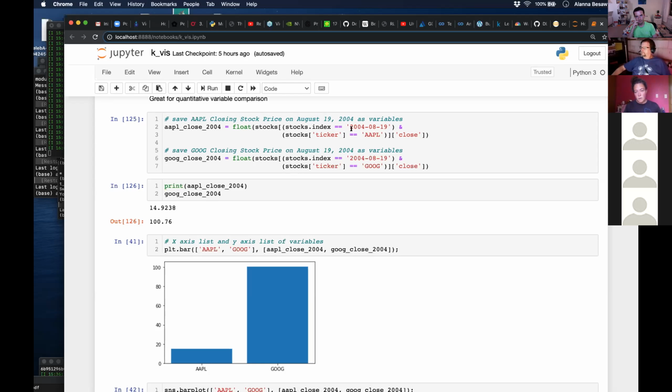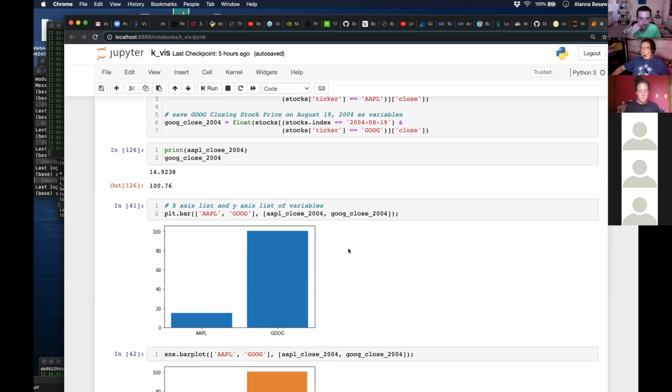So the index number, which is the date, this is just a filter saying on this date, I want to take the Apple, where it's the company Apple or where it's the company Google, and then the closing price for each of those and save those as a variable. So that when I put them down here into the bar plot cell, it's just easier to follow rather than throwing all of this in here, if that makes sense. Does that help? Yeah, that does. Thanks. Okay, great.